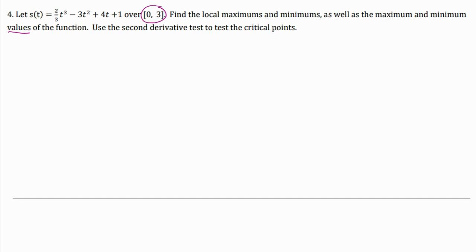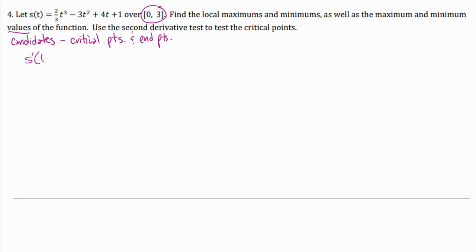So in order to find our candidates for maxes and mins, candidates for maxes and mins are critical points. So remember, that's where a function has a derivative equal to 0 or undefined, and endpoints. So endpoints are also candidates for maxes and mins, okay? So let's go ahead and find our critical points.